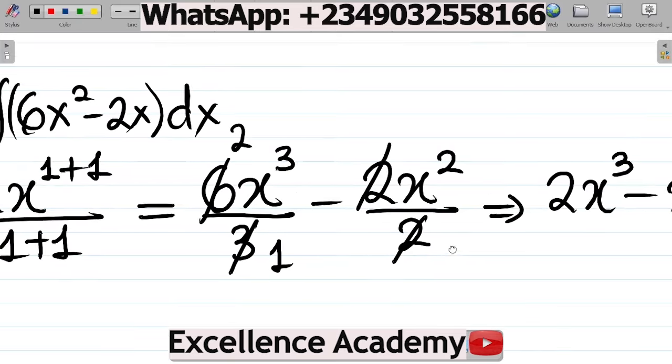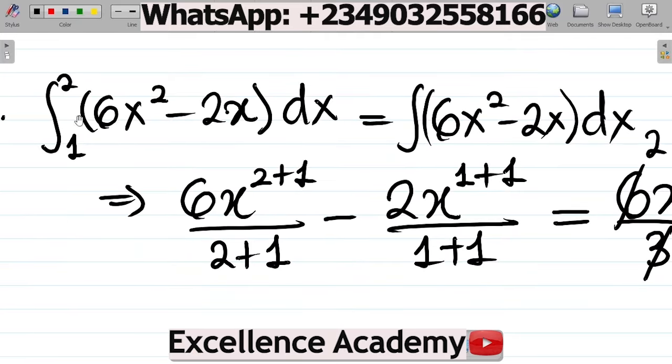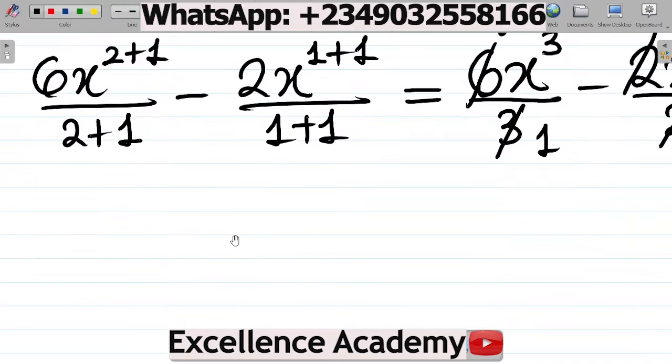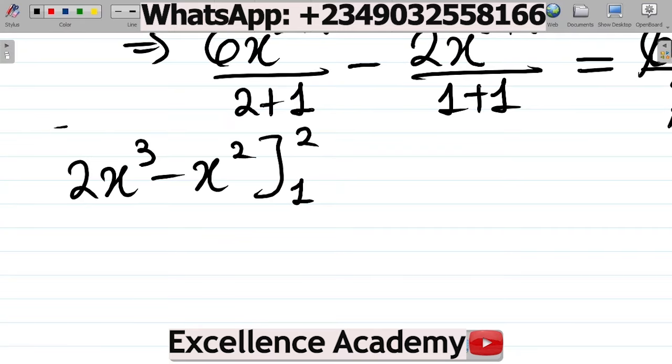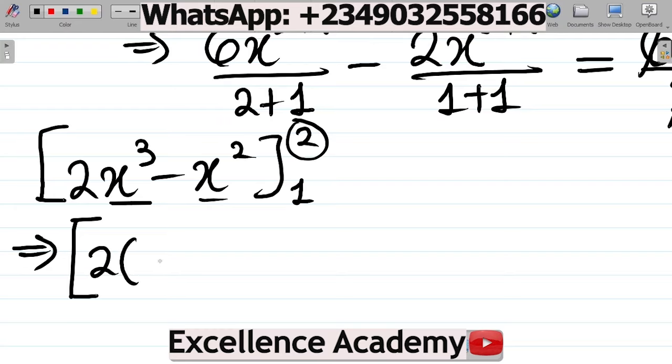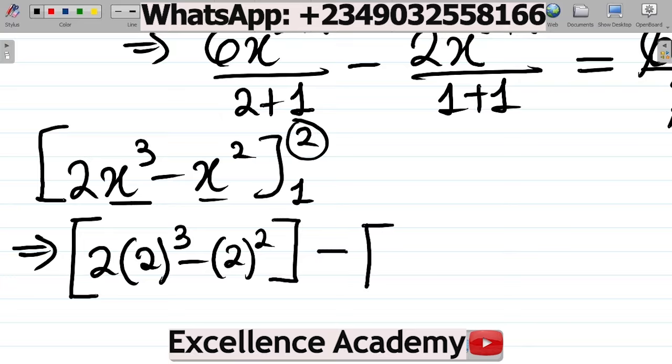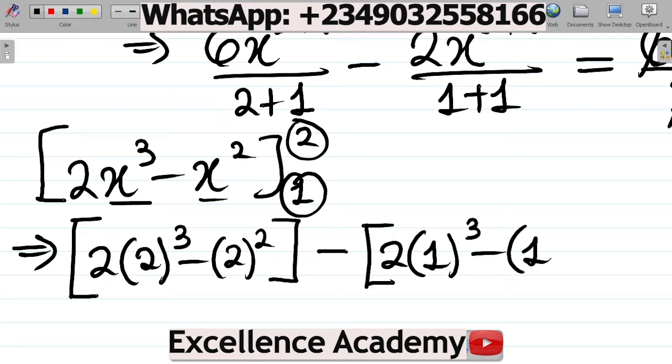Now what we'll do is take this value and reintroduce the limits 2 and 1. So what we have there is 2x cubed minus x squared. Introduce the limits of 2 and 1. This is simply equal to, the first thing is that wherever I see x, I'll put the upper limit, that's 2. That becomes 2 into 2 cubed minus 2 squared. This minus, now bringing x as the lower limit, that becomes 2 times 1 cubed minus 1 squared.